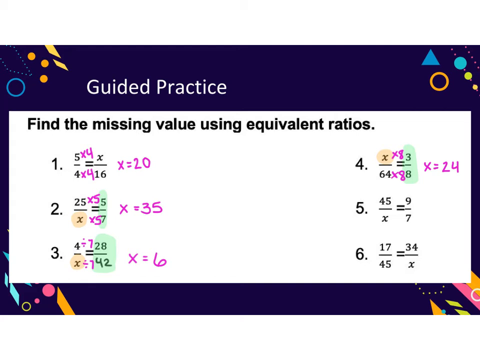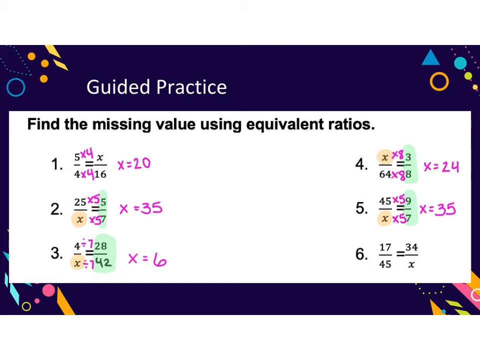So 3 to 8 is equivalent to 24 to 64. For question 5, we're looking for our value of x. We'll start with our ratio amount that we already know. So I want to figure out how to get from 9 to 45. Well, 9 times 5 is 45. So if we multiply 7 by 5, our value of x would be 35. 9 to 7 is equivalent to 45 to 35.